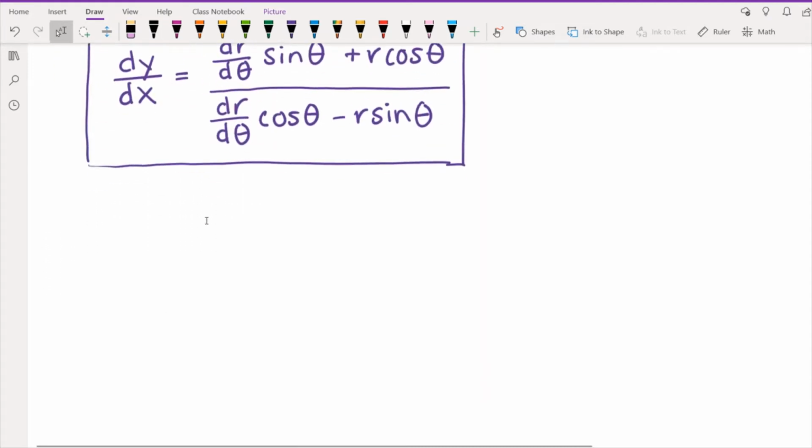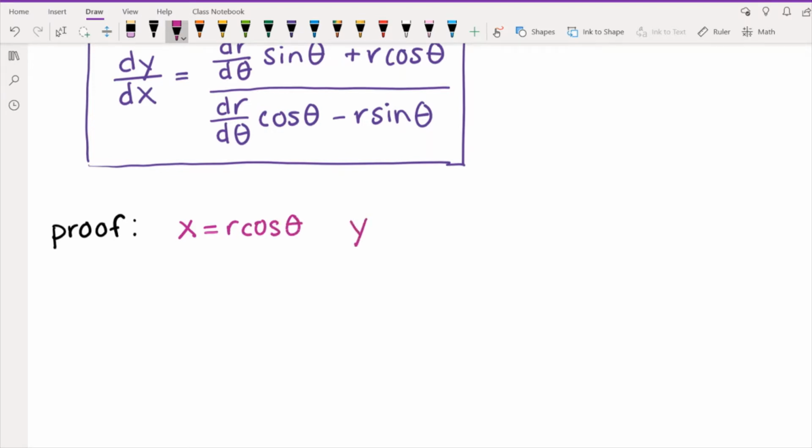Okay, so let's actually prove this. So where does this formula come from? Well, anytime we're dealing with polar coordinates, we saw that there is a translation that allows us to go back to Cartesian coordinates, right? So we know that we can write x as r times cosine of theta, and we can write y as r times sine of theta. That's something we saw in the last video.